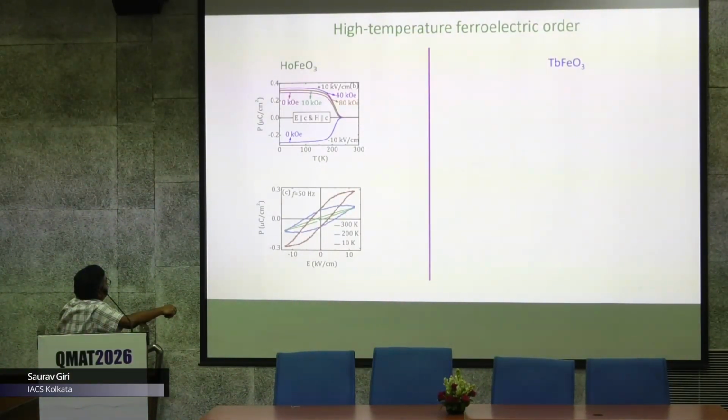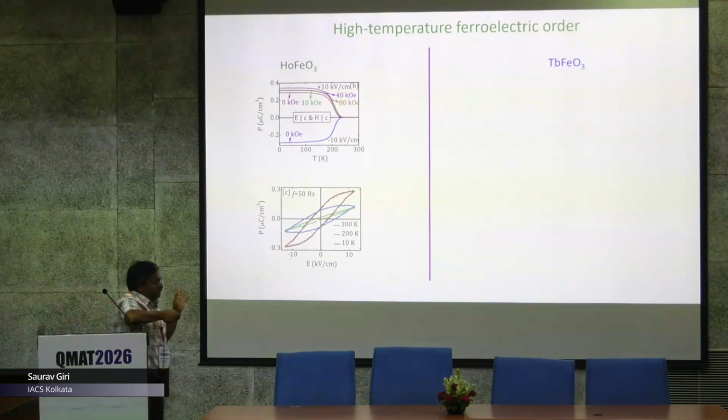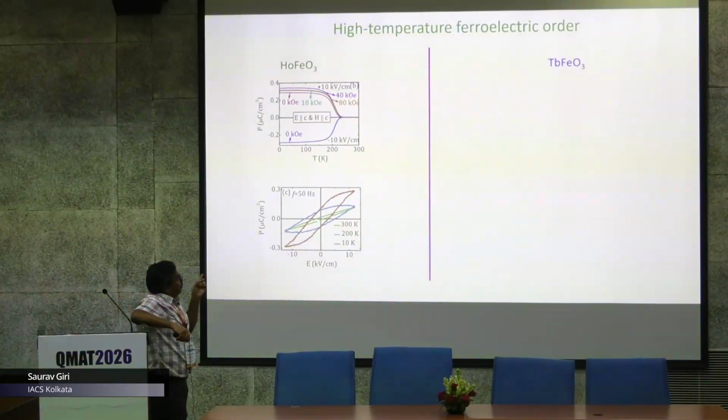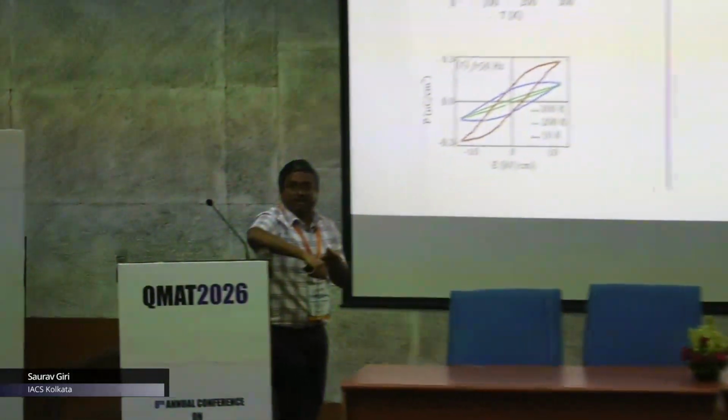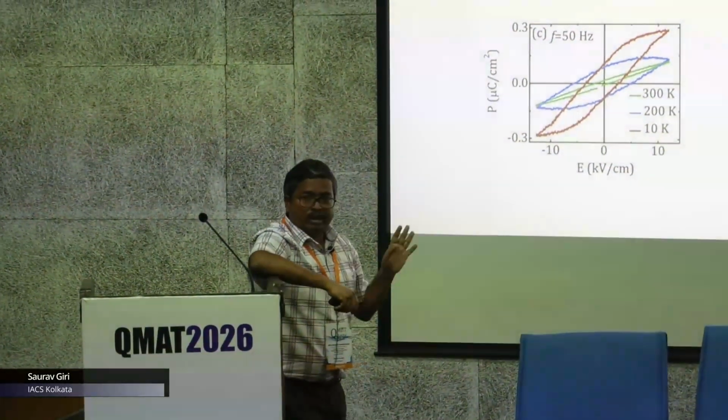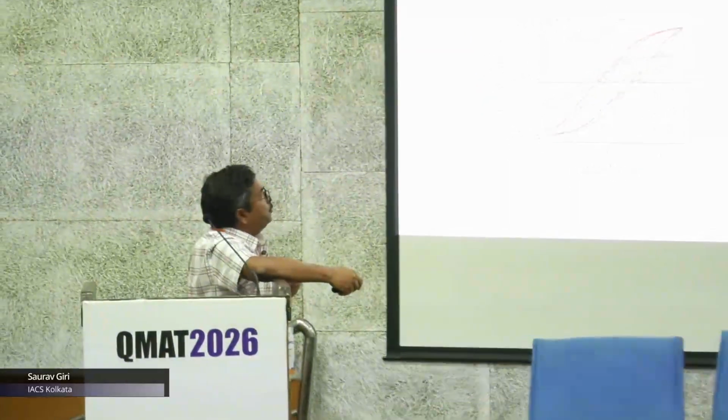At 300 Kelvin, it is paraelectric-like. At 200 Kelvin, just below this ordering, there is a loop, and at 10 Kelvin there is also a well defined loop. Actually, I forgot to say that in all the measurements we observe this ferroelectricity only in the C direction. In the A and B direction we did not observe it. Why? I will come back to this at the end of this talk.